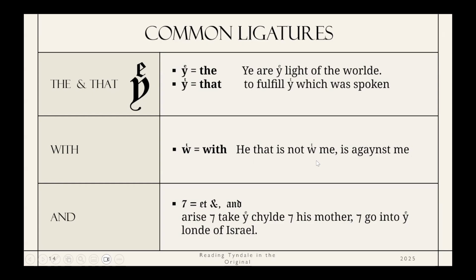Another interesting contraction or ligature, which we still use today, is a symbol for "and". We're probably used to what a lot of people call the ampersand, which is actually a contraction of the Latin "et", written stylistically and turned into the ampersand, and that just means "and". But the ampersand is not the symbol that was used in Tyndale's day. It was another symbol that looks like the number 7. And so an example here: arise and take the child and his mother and go into the land of Israel. That's using those symbols, which would not be obvious to a lot of people today.